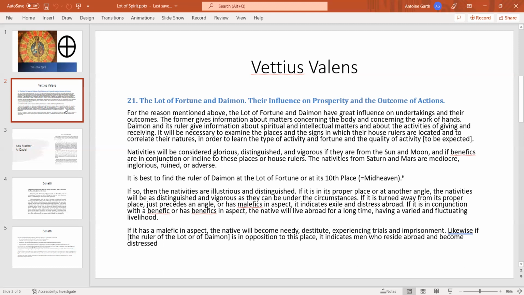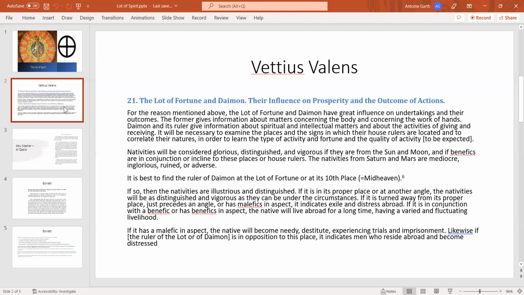So when I was looking for more varied resources, I couldn't find them. There wasn't anything after a certain point. So I'm going to use what I have. Of course, that doesn't mean that there's not more out there, and what I have obviously is relatively limited. So we're going to look at Vettius Valens, who's from the 2nd century. We're going to look at Abu Mashar and Al-Qabisi, who are from the 8th and 9th century. And then we'll look at Bonatti. And like I said, after that, there's not much talk about it. Matter of fact, there's almost nothing.